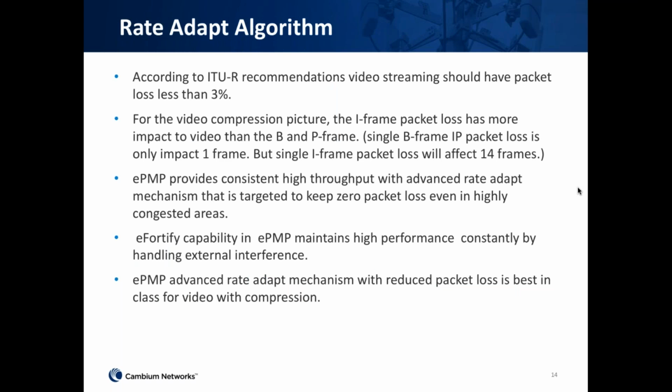What is the rate adapt algorithm we use in ePMP? Rate adapt is the way we deal with packet losses due to interference, due to changes in the signal to noise ratio. So how we change the modulation scheme to send data. You can imagine we're going on the highway at high speed. Then we go forward and see a traffic jam.